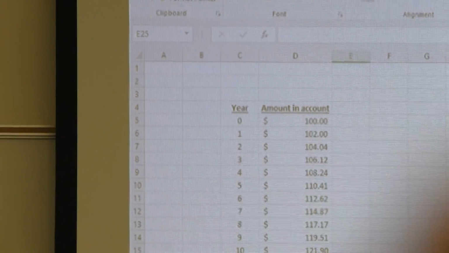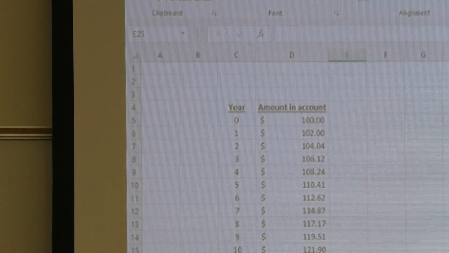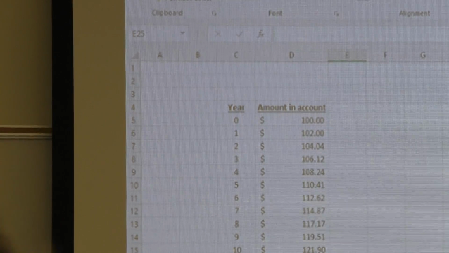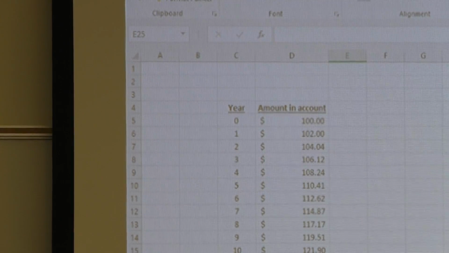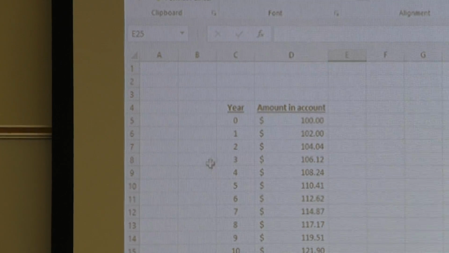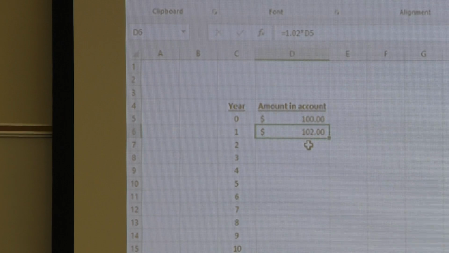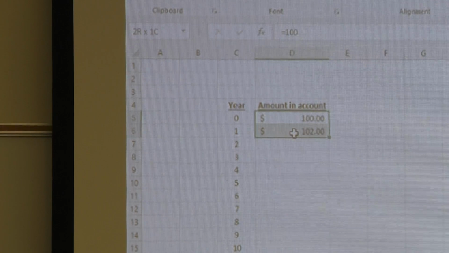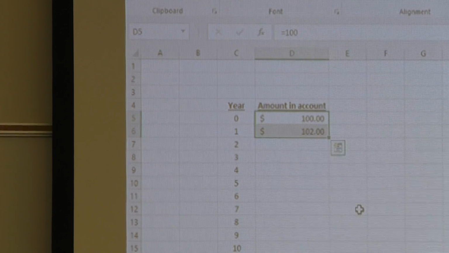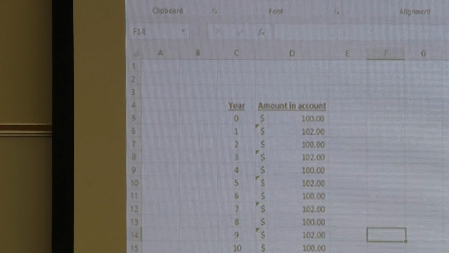Okay, I want you all to focus right here. When we were building the original formula yesterday, they did great. They got the $100, and then they put the 1.02 times D5, and then they went to copy, but what they did was they selected both cells. They selected the 100 and the 102 and dragged it down. Now look what Excel does. I was not expecting this.